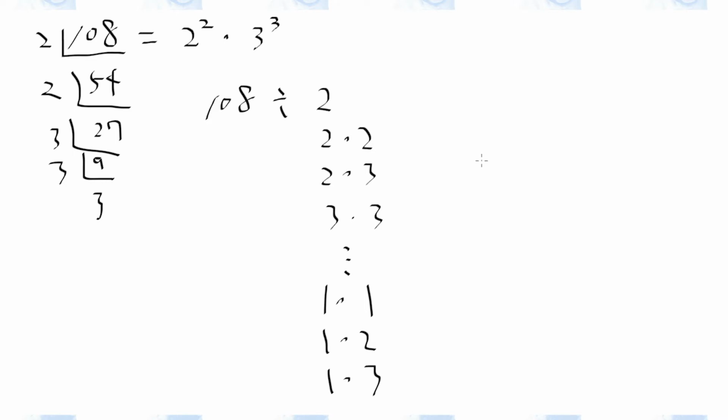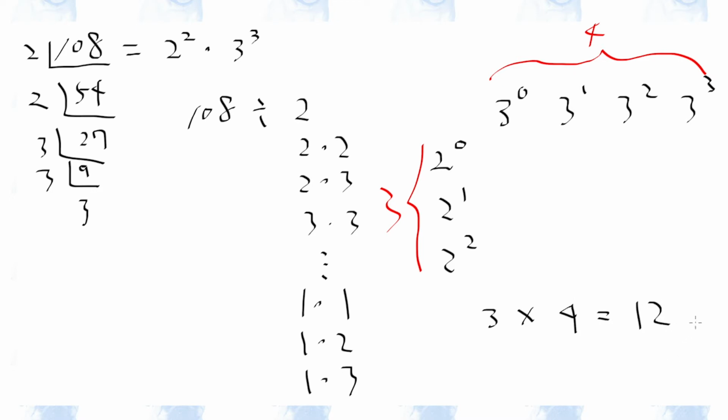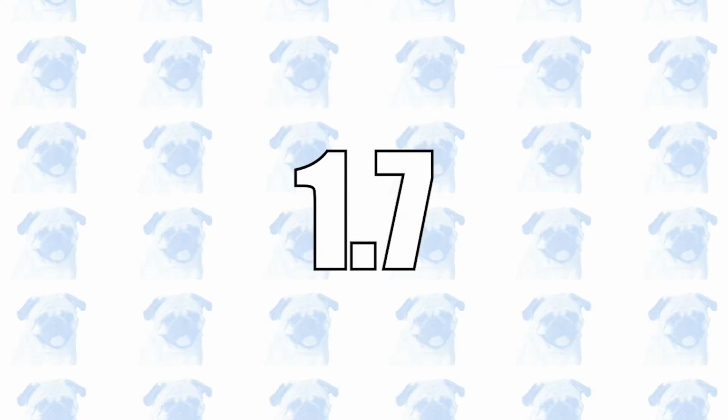So I recommend that you draw a table like this. So you can divide the number by any of the combinations. Since this table has 3 rows and 4 columns, there should be 3 times 4, 12 divisors. And this is the answer.